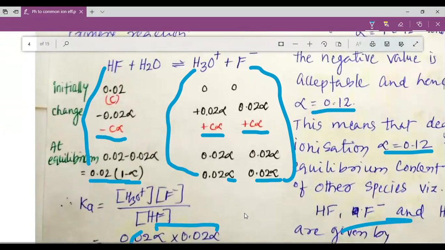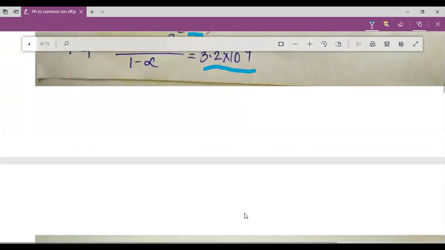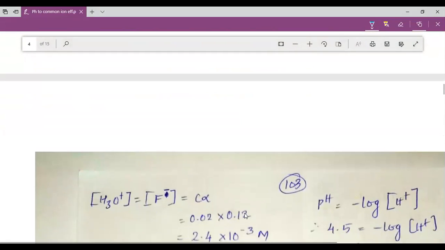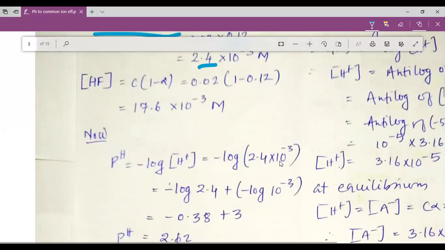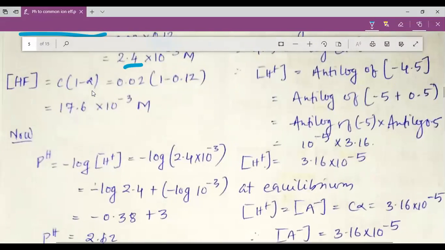So on the basis of this, let us understand, my dear students, here we put these values. The concentration of H3O plus and F minus is equal to C alpha. We know that the value of C is 0.02 and alpha is 0.12. So ultimately we get the concentration 2.4 into 10 to the power minus 3 molar. The concentration of HF is equal to C into 1 minus alpha, that is 0.02 into 1 minus 0.12, that gives us 17.6 into 10 to the power minus 3 mole per liter.